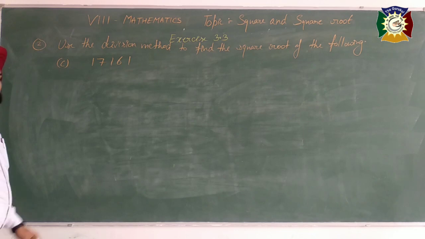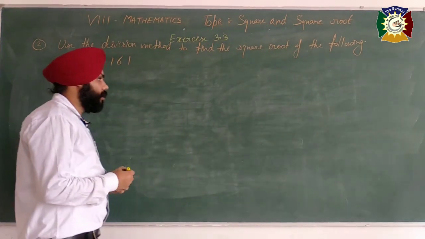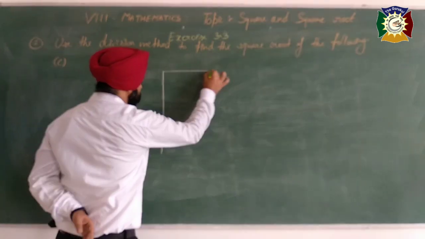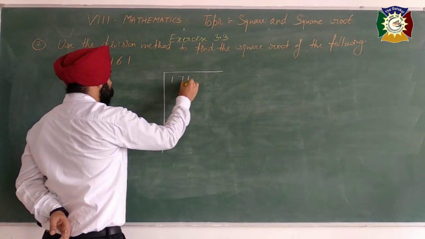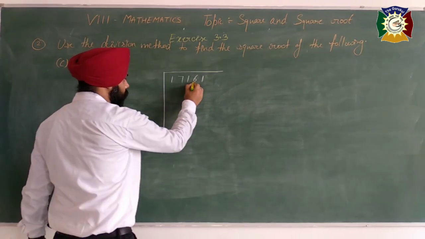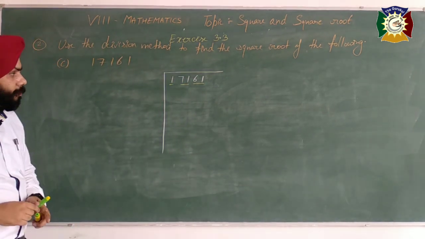17161. We have to find the square root by the long division method. In the same manner, first write down this number, 17161, under the division and start to make pairs. One pair, two pair, and this one single we consider as a pair.